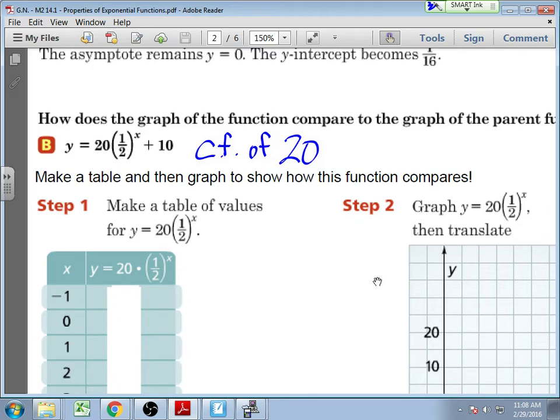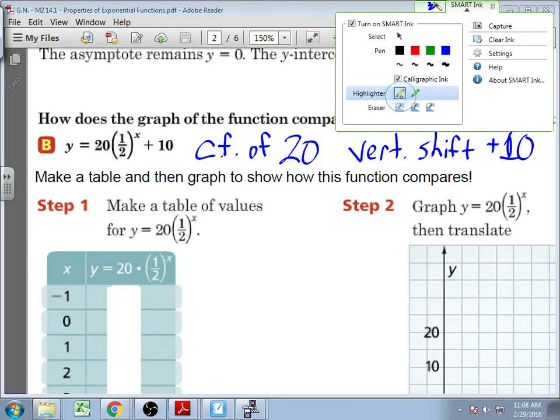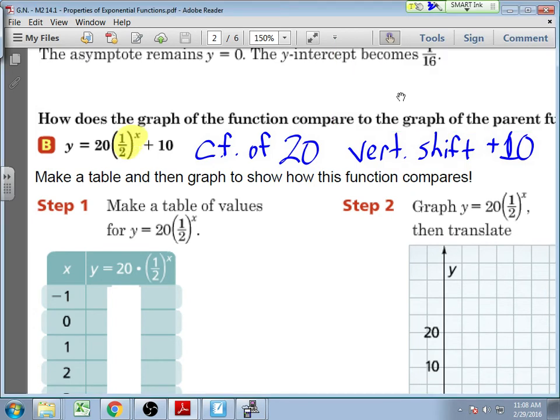So the only other thing it does is what? What's the plus 10? Yeah. Vertical shift of 10. Plus 10. And again, there our parent function is just 1/2 to the x. Just my base to the exponent. That's my parent function.